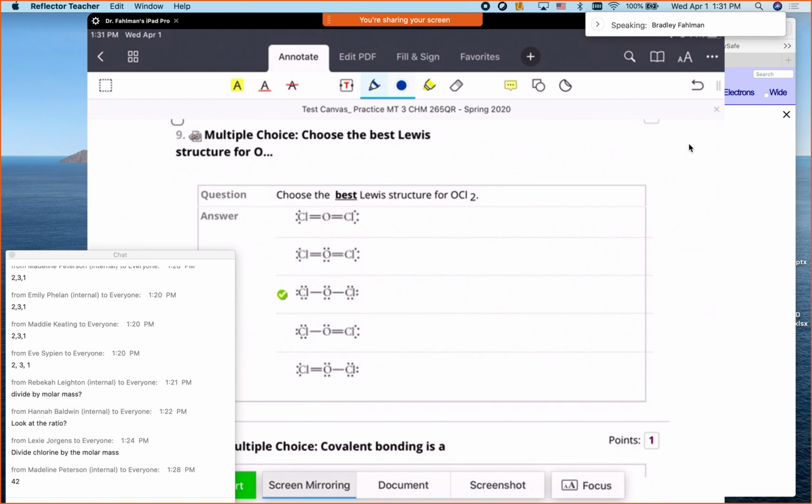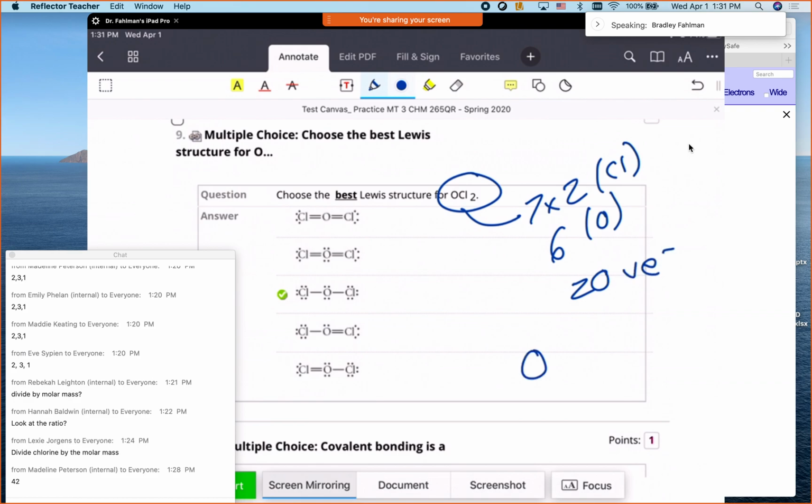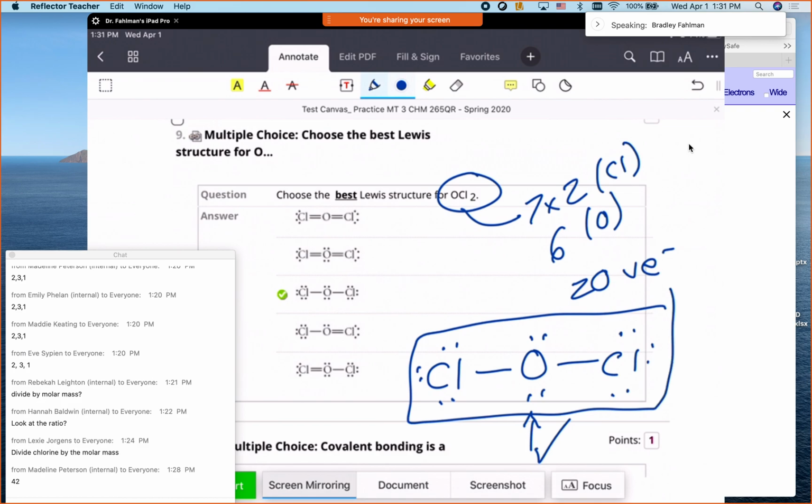Okay, and then I'm going to ask you the shape for it just to practice as well. So for this Lewis structure, you'd have 7 times 2 for the chlorines, and then another 6 for the oxygen. So that's 20 valence electrons. Oxygen in the middle. So 4, 5, 6, 7, 8, 9, 10, 11, 12, 13, 14, 15, 16, 17, 18, 19, 20. Okay, so now you look and say, does everything that needs an octet, in this case the only one that really needs it is oxygen, does it have 8? And it does. Okay, so that is the best Lewis structure.